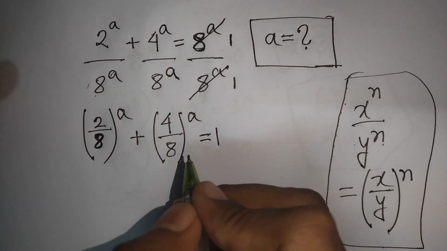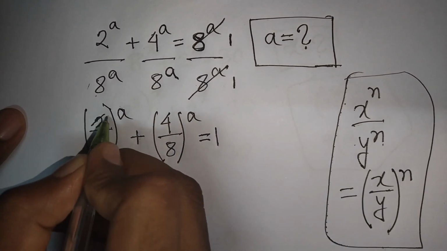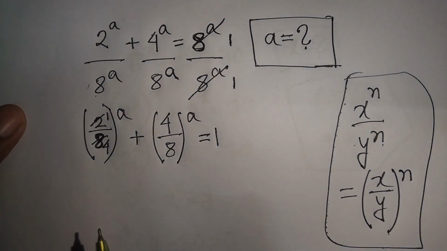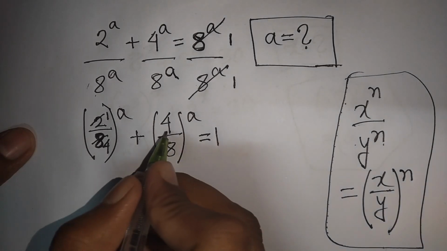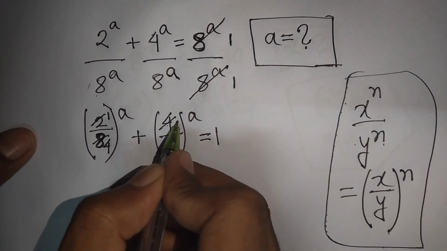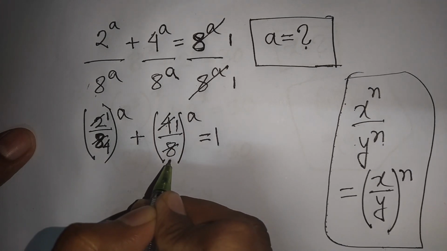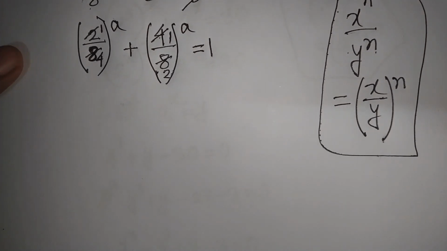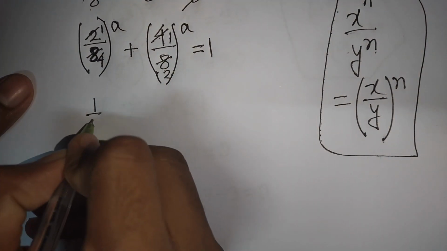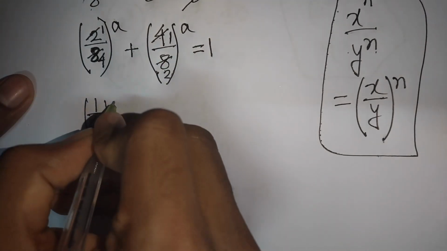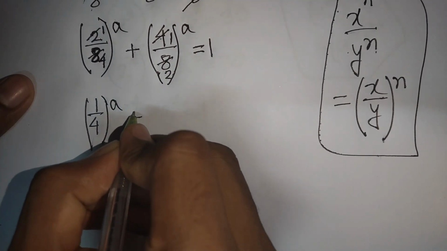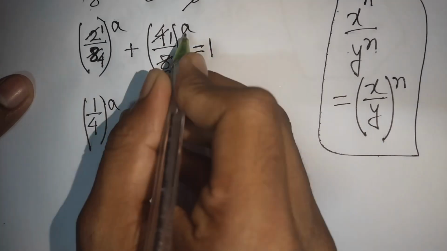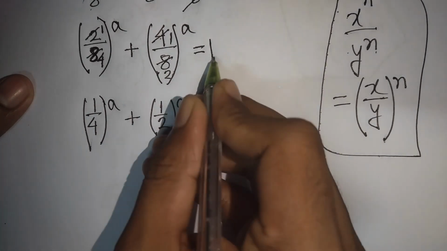Now 2 simplified by 2, that means 1. 8 simplified by 2, that means 4. Then 4 divided by 4, that means 1. 8 divided by 4, that means 2. So we have 1 over 4, then bracket power of a, plus 1 over 2, bracket power of a, is equal to 1.